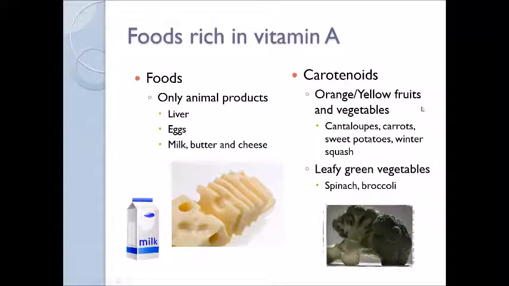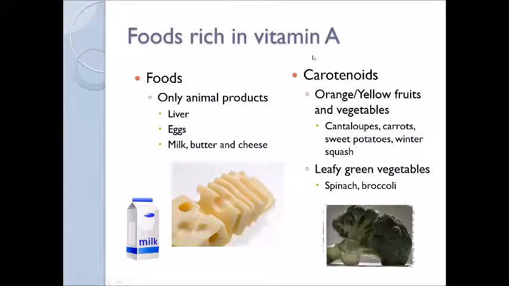You also have a lot of fruits and vegetables that you can get vitamin A from. The general rule of thumb is that if the fruit or vegetable has an orange or yellow color, then it's going to be a good source of vitamin A. What gives vegetables like a carrot this orange color is something called a carotenoid. That is an orange pigment.